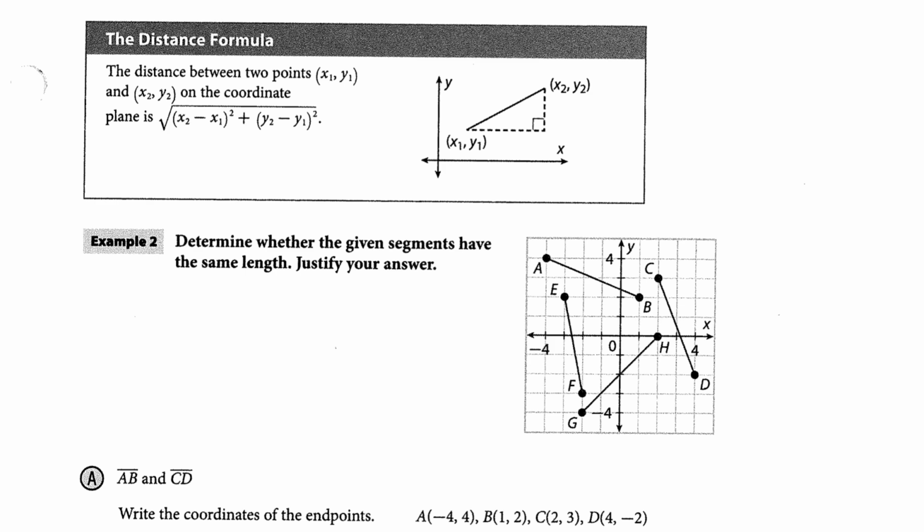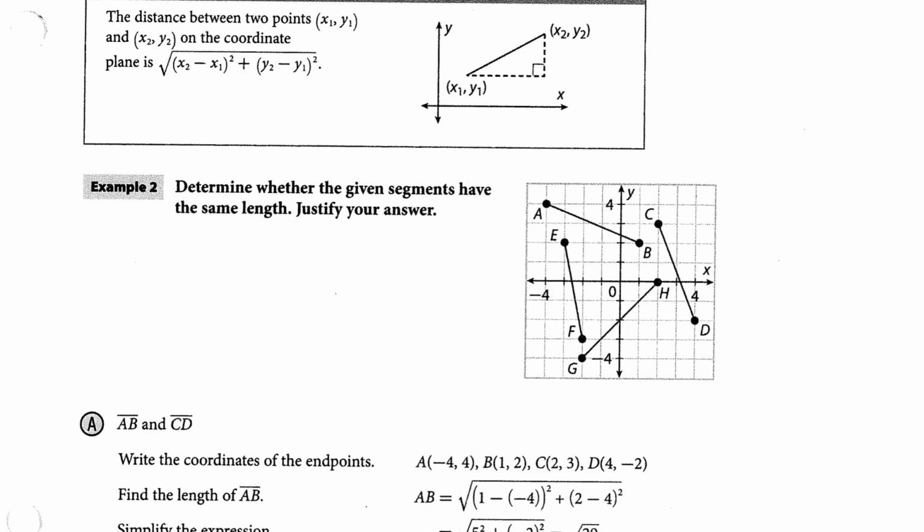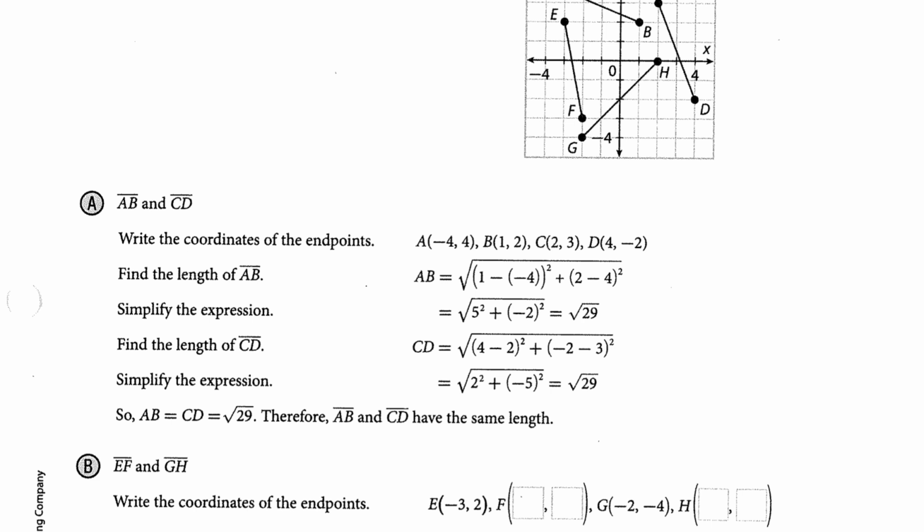Example 2 says determine whether the given segments have the same length. Justify your answer. The difference between the x values of point A and B is 5, and the y values of A and B is 2. 5 squared is 25, 2 squared is 4, 25 plus 4 is 29, so we have that length is the square root of 29 because AB is really the hypotenuse of this triangle, which is a 2 by 5.